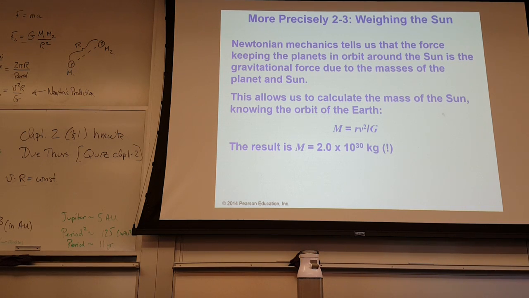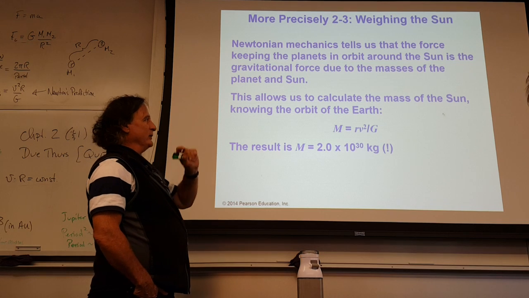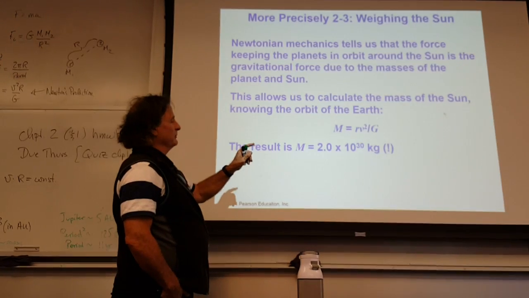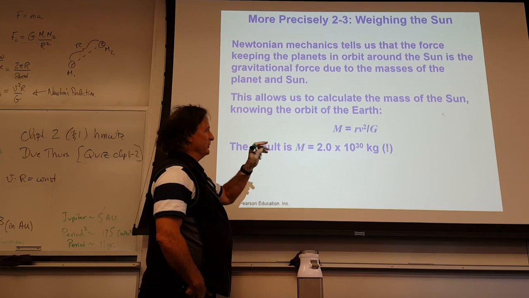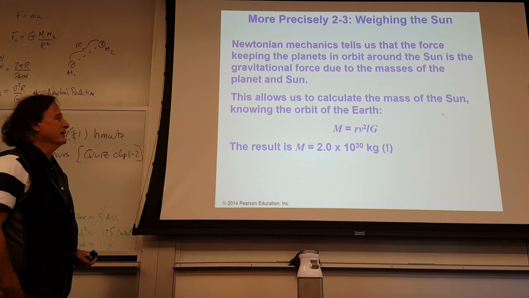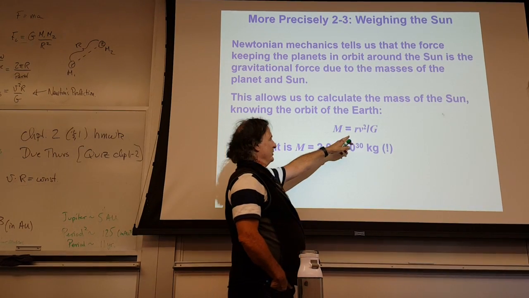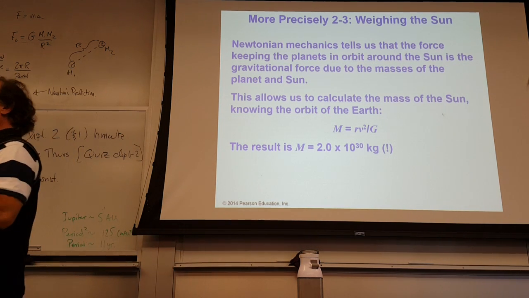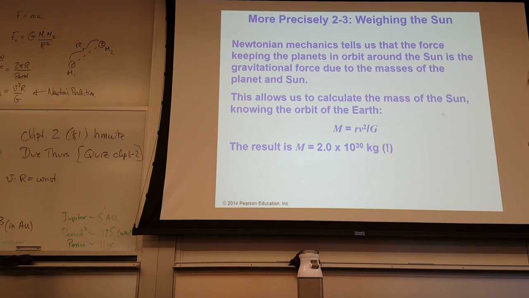Okay, we talked about this one already. When you plug in the values of G and the speed being 2 pi times 1 AU over the time, which is 1 year, and then square it and multiply by 1 AU, then you get the mass of the sun. Just by knowing the details of the distance and the time of orbit, you can weigh the sun.